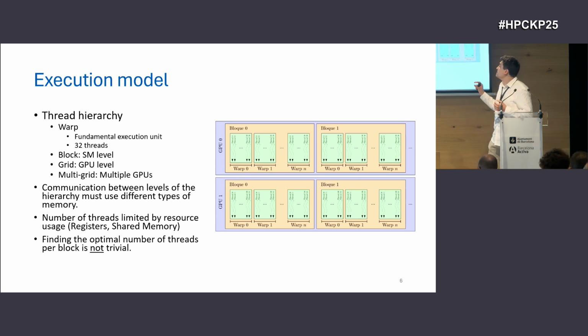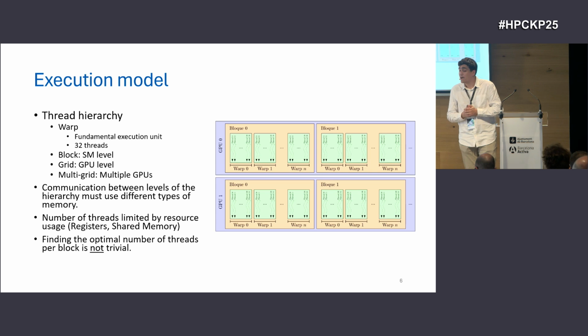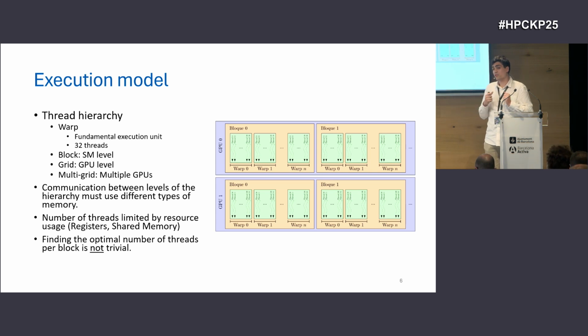These warps are grouped into blocks, which are executed at the SM level, and one block, once it enters an SM, doesn't exit it until it finishes its execution. Then we also have the grid level, which is one GPU, and multi-grid, which would be several GPUs in a cluster. This is important to mention because communications between different levels of the hierarchy must use different types of memory, which is an important consideration for programmers.